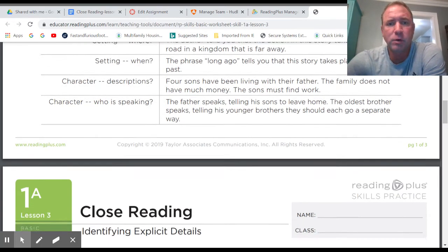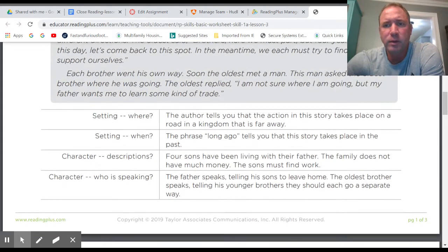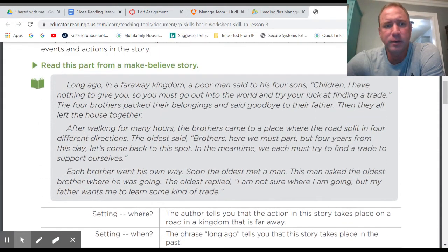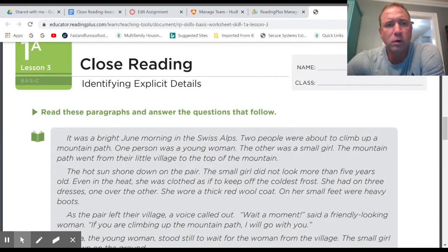Character descriptions. 4 sons have been living with their father. The family doesn't have much money, and the sons must find some work. Who's speaking in the story? The father speaks, telling his sons to leave home. The oldest brother speaks, telling his younger brothers they should each go a separate way. So as you can see, we can find all the details that we need to know by looking closely at the text. Now you're going to do some work on your own.